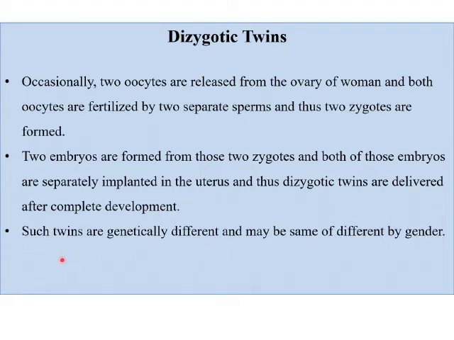Now such twins will be genetically very different from each other, and their genders may even be different. This is because two eggs have been fertilized by two different sperms. So this introduces a difference in the genetics of the two individuals, and the gender may also be different. This is what is referred to as dizygotic twins. So we have studied three types: monozygotic, dizygotic, and Siamese or conjoined twins.